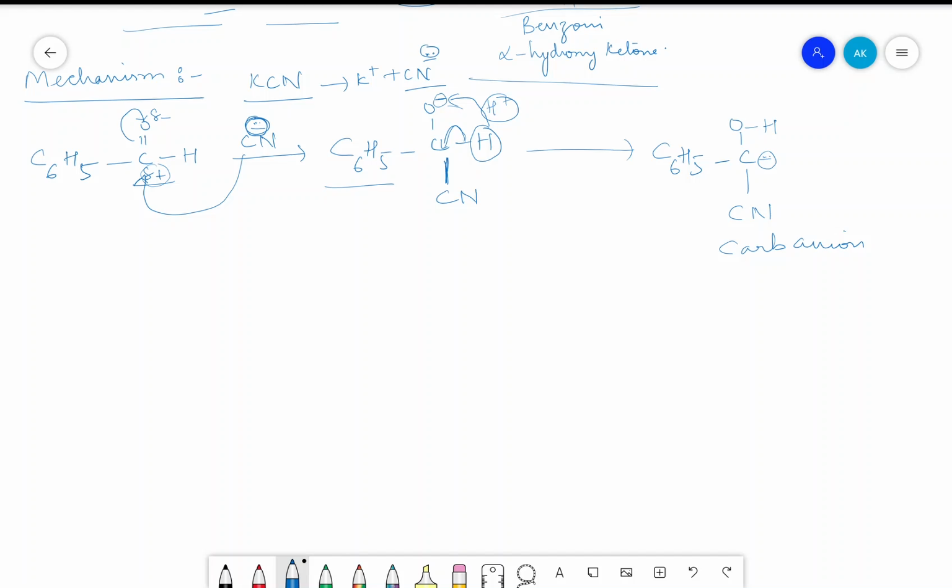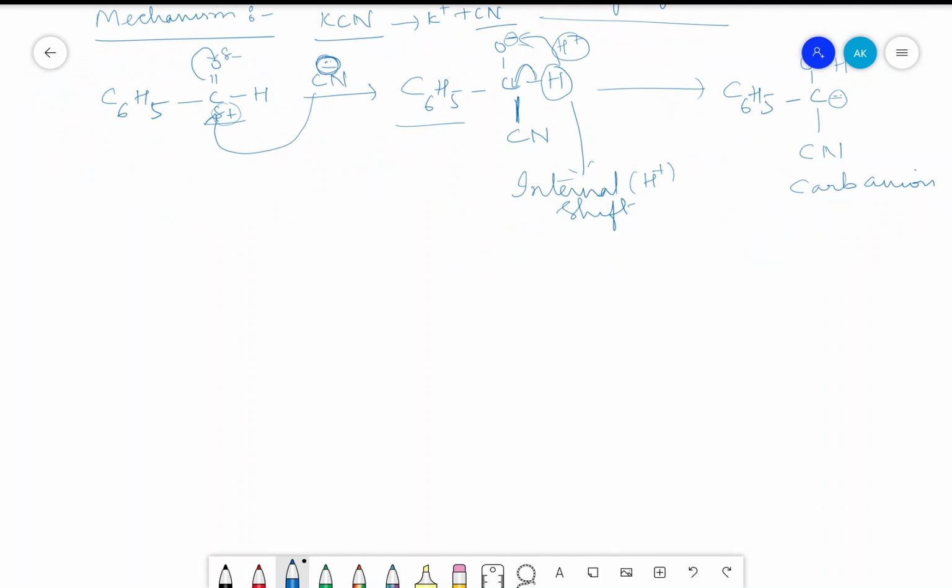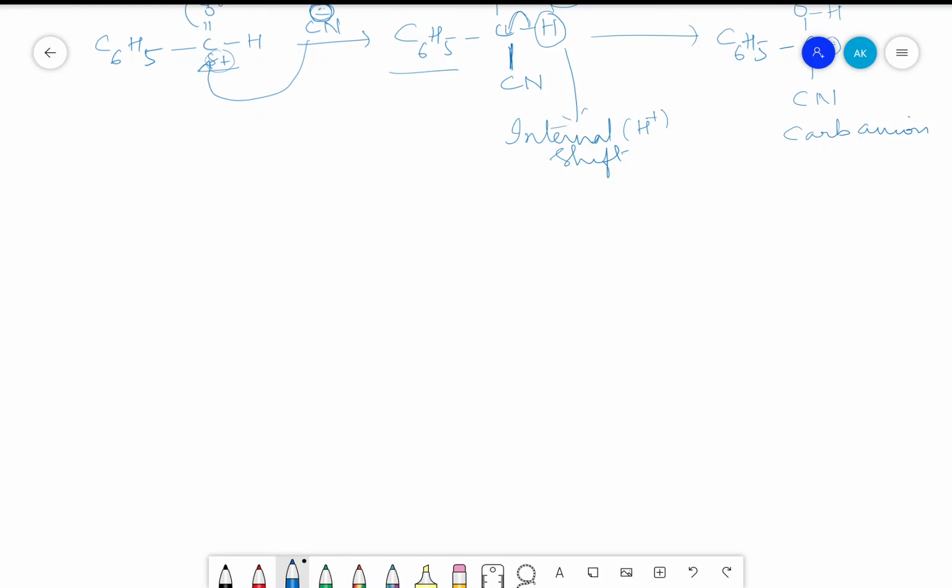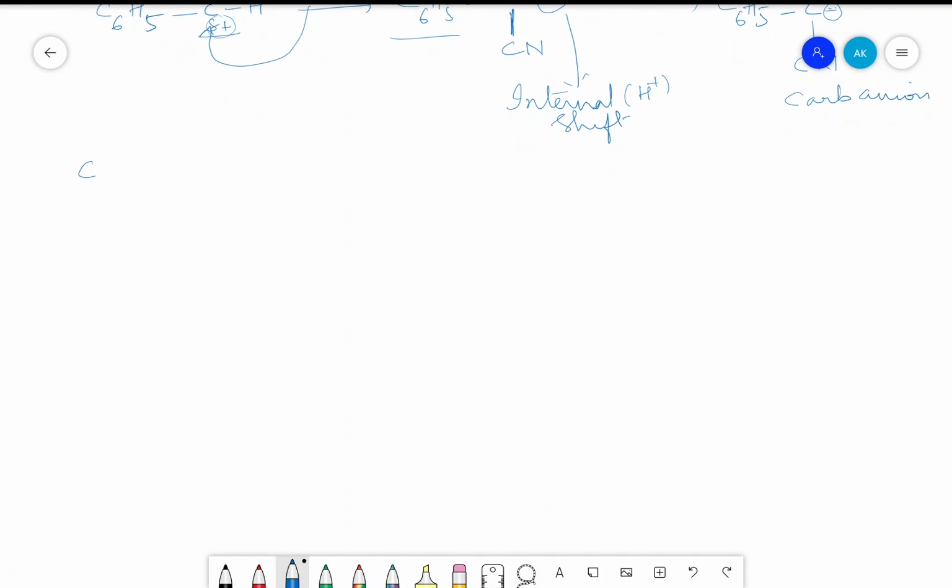So this particular step is called an internal proton shift or transfer because the H is in H plus form. Once this is done, the second step begins with the carbanion form, that is C6H5 COH CN with a negative charge on carbon, which combines with another mole of benzaldehyde.